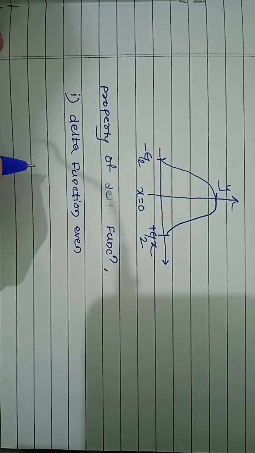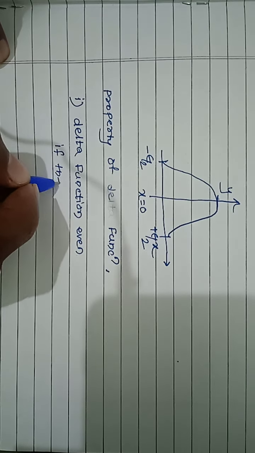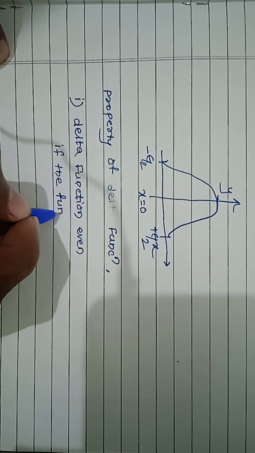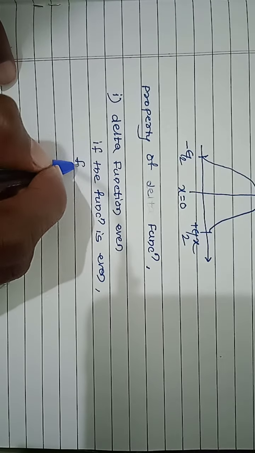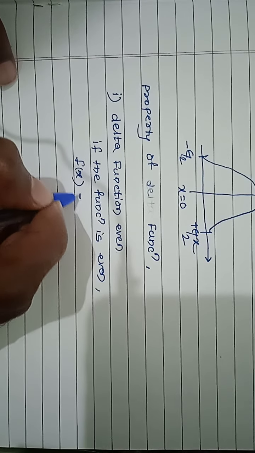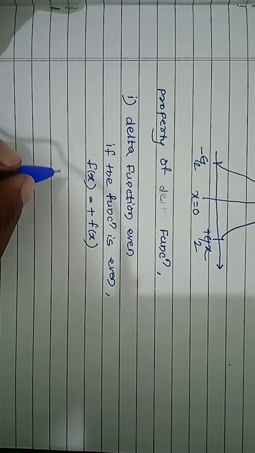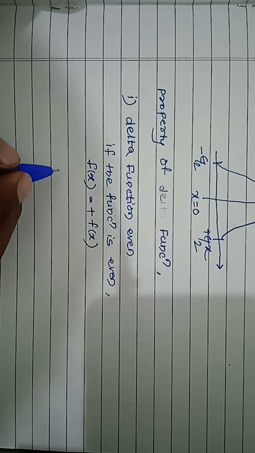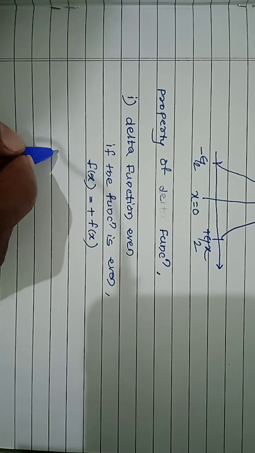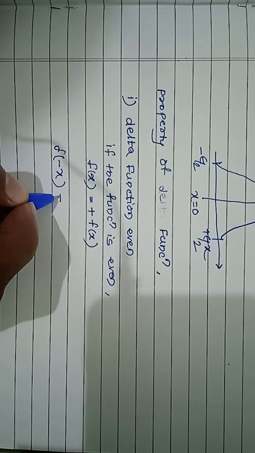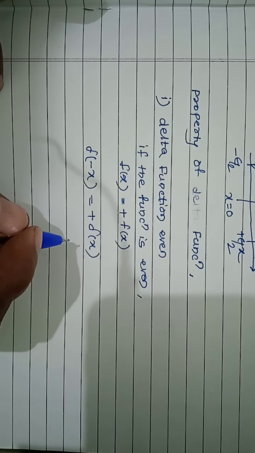You already know, if a function is even, it means f of minus x equals f of x. This is the definition for an even function, which you already know from 12th standard. But what is the definition for the delta function? Delta of minus x equals delta of x. This is a property of the delta function.